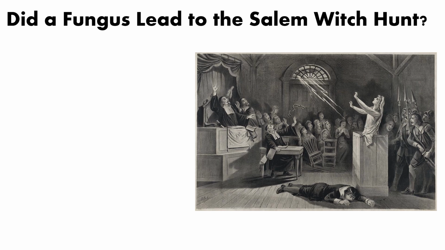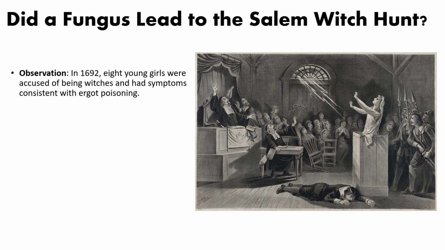Now, it might seem strange for us to start talking about the Salem witch hunt, but there is a possible connection between deadly ergot, the fungus of wheat or grain that I just talked about, and the Salem witch hunt. In 1692, 8 young girls were accused of being witches, and all of them had symptoms consistent with ergot poisoning. When you're poisoned with ergot, there are lots of different symptoms, including hallucinations, body convulsions, and vomiting.